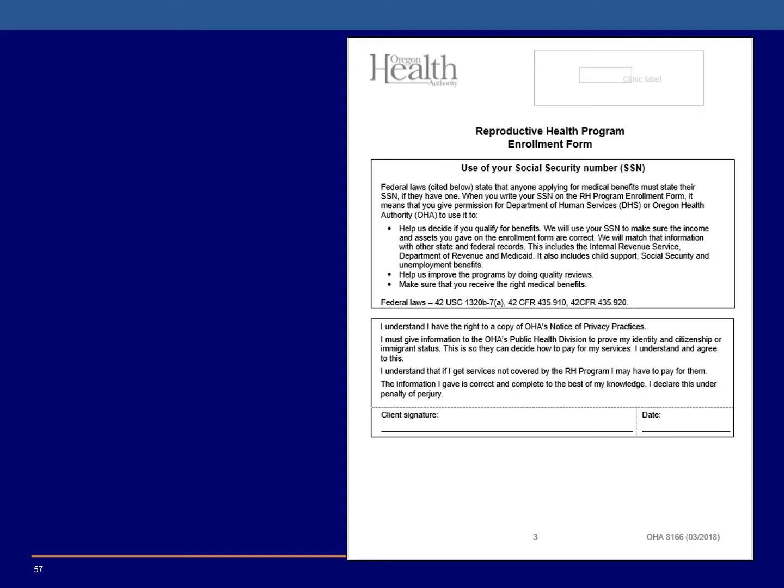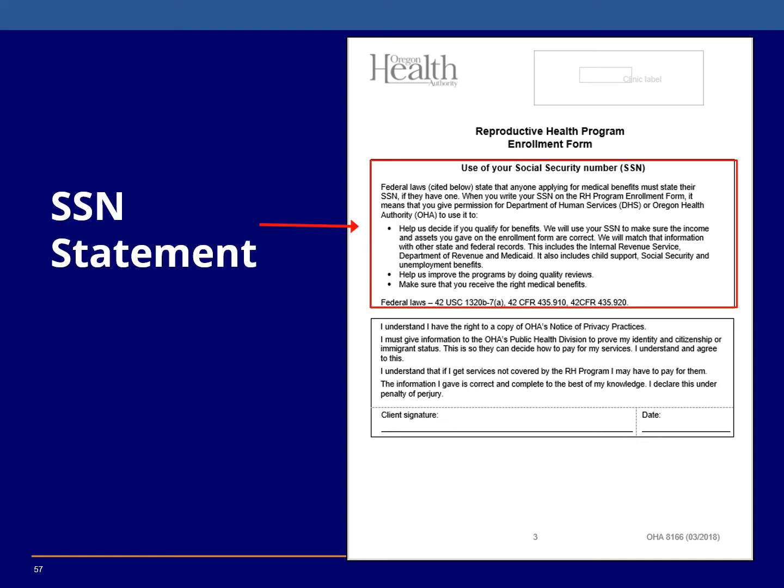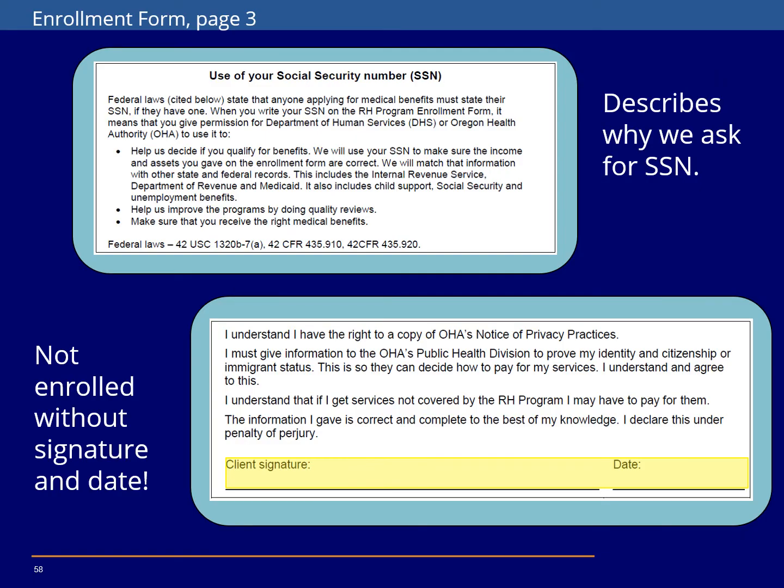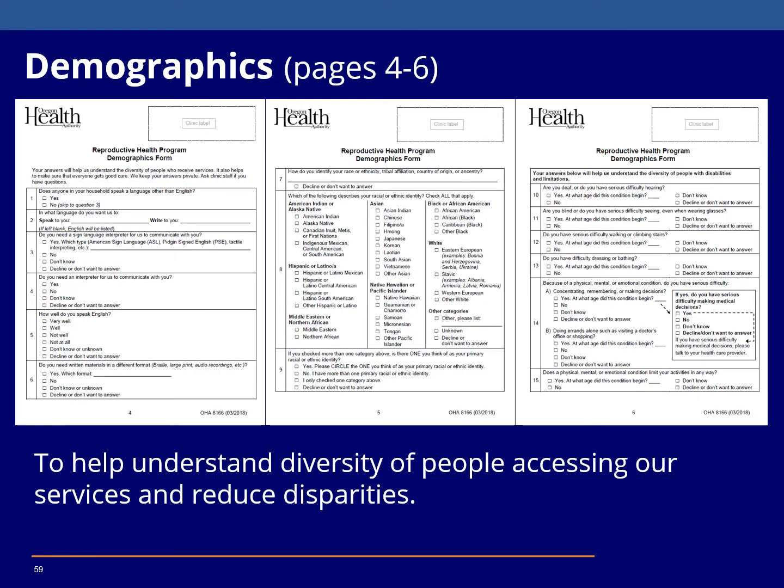And the last part of the eligibility section is the 3rd page, where we have the Social Security number statement and the client signature. The Social Security statement tells clients why we ask for their Social Security number, and the client must sign and date the enrollment form. Even if a client completed the rest of the enrollment form, if they haven't signed and correctly dated the form, we cannot pay for their services, nor can you bill the client. So it's super important to check this field before they leave the clinic. And that covers the eligibility questions.